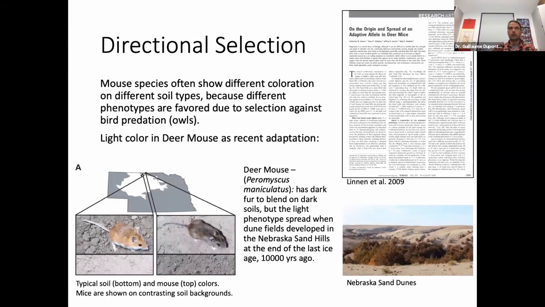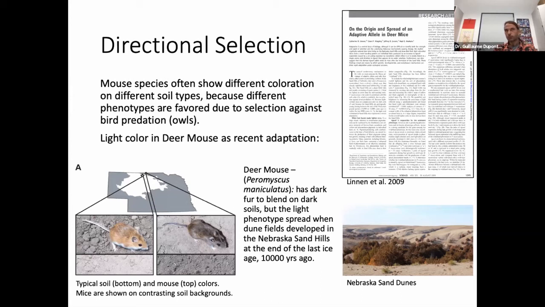Another example I bring here is not related to human influence. This is an actual example from the real world. It relates to coloration in a species of mouse, the deer mouse, which occurs in central North America. In this case, we look at populations in Nevada.